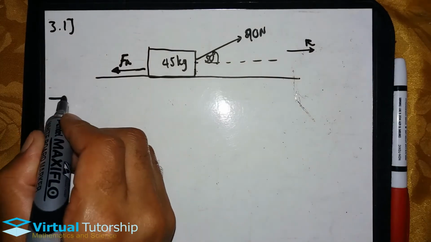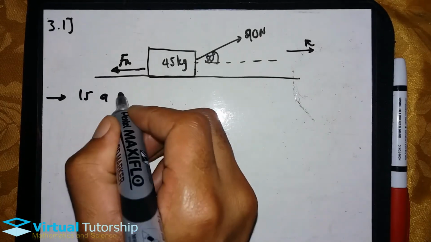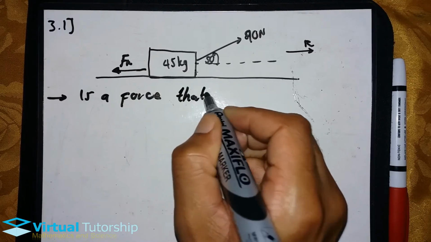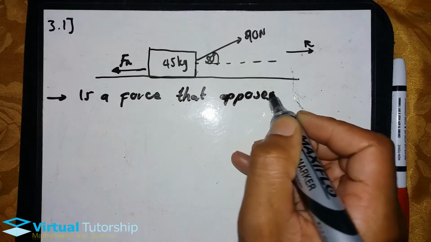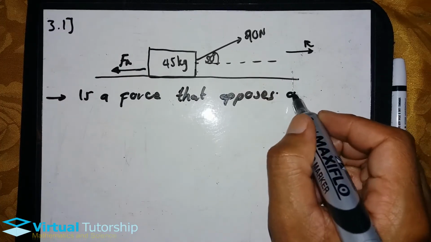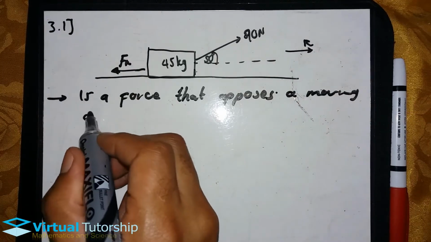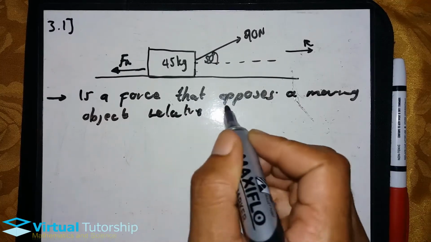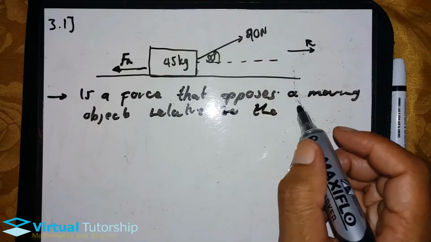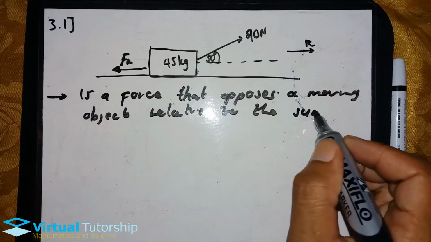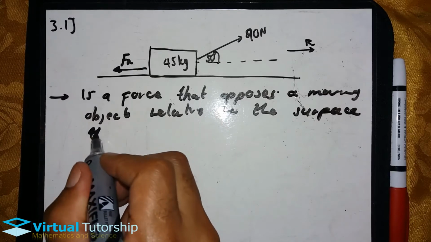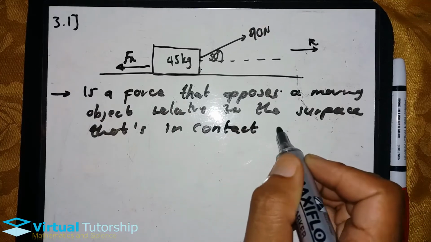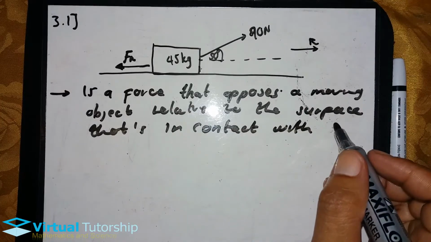So now to define the term: it is a force that opposes a moving object, let's say relative to the surface that's in contact with the object.